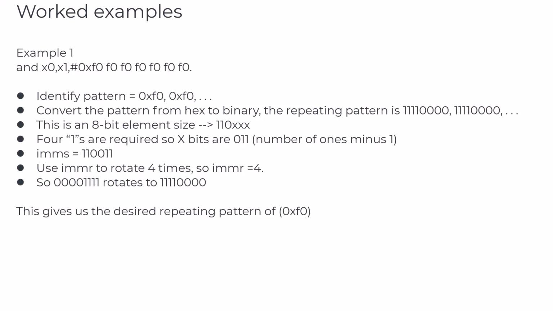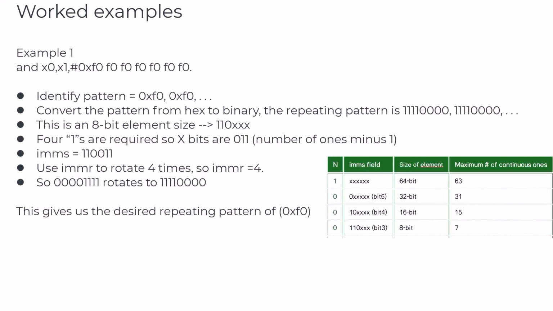Next, we isolate and identify the pattern, which is f0. We convert this pattern from hex to binary, so it's 11110000 repeated. So we can see that this is an 8-bit element size. The table shows that the first 3 most significant bits are encoded as 110, specifying an 8-bit element.